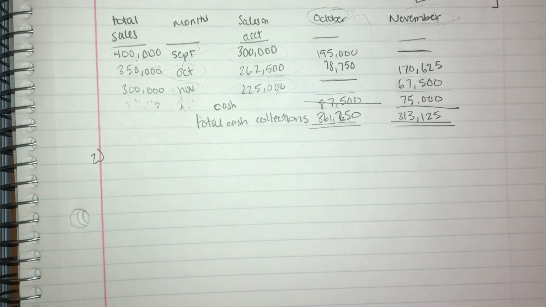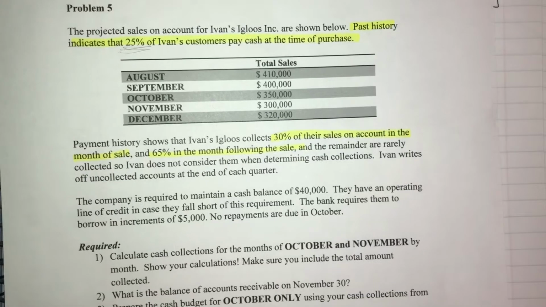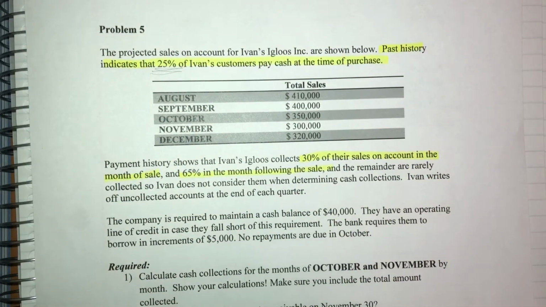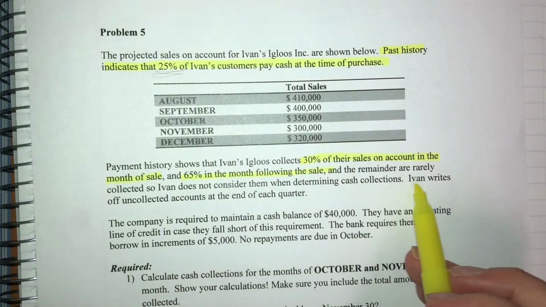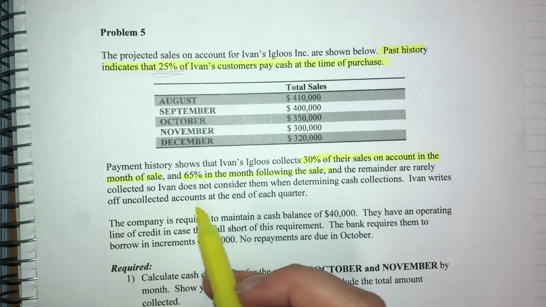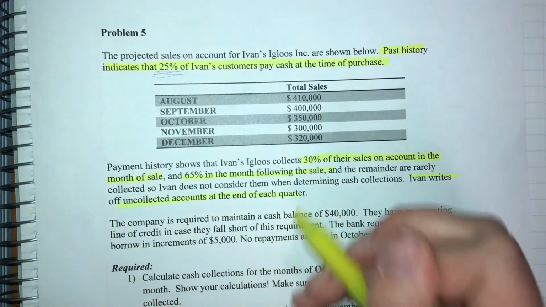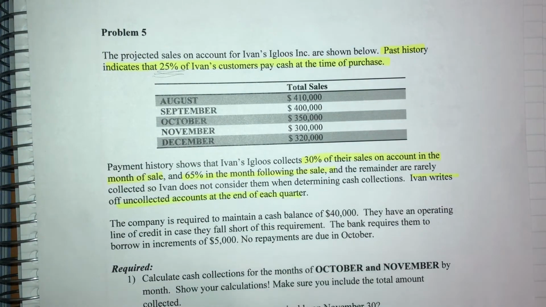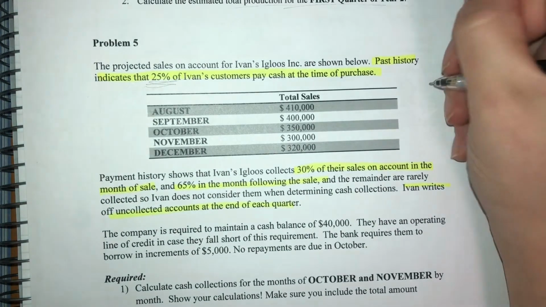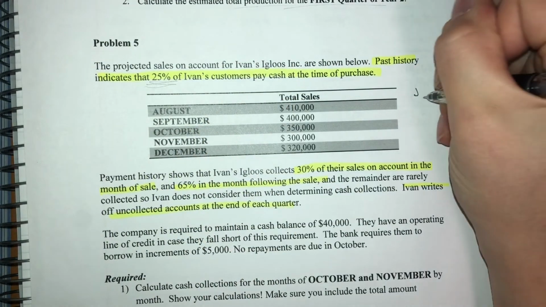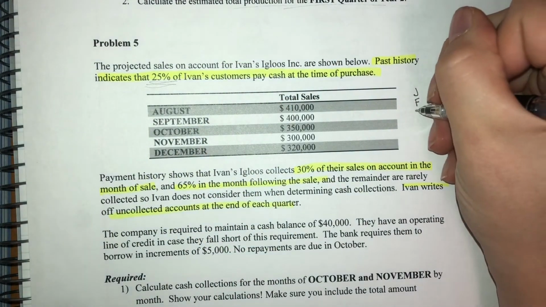So I want to bring us back to the problem that we have, and I'm going to grab my highlighter. This is something that if we didn't read the problem carefully, we probably wouldn't have caught it, and we would be really struggling. It says, Ivan writes off uncollected accounts at the end of each quarter. So at the end of each quarter. Let's think about the quarters. Quarters have 3 months. Let's remember that. That's one that a lot of people get tripped up on.